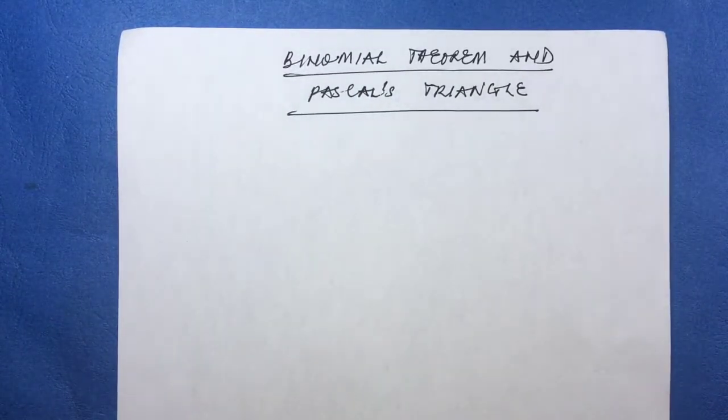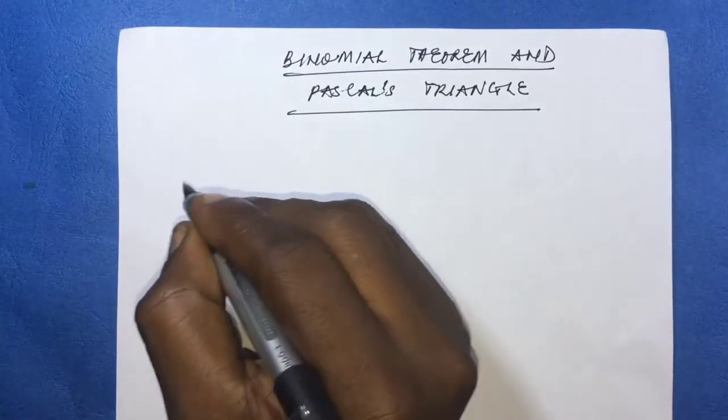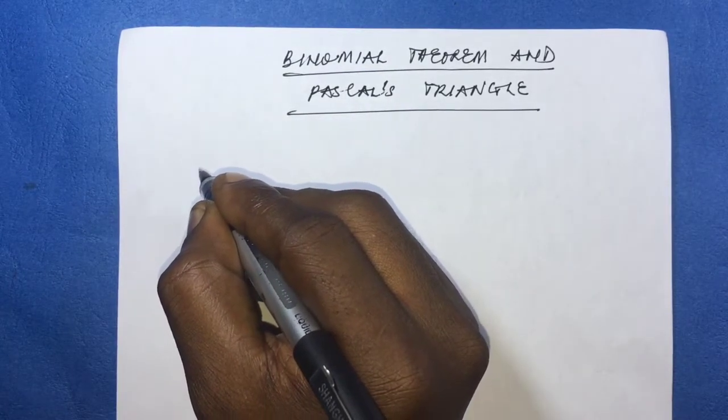Now, let me start with telling you about the binomial theorem and Pascal's triangle. These two ideas enable one thing. They help you in expanding what is called a binomial. So, let's start with seeing what a binomial is.